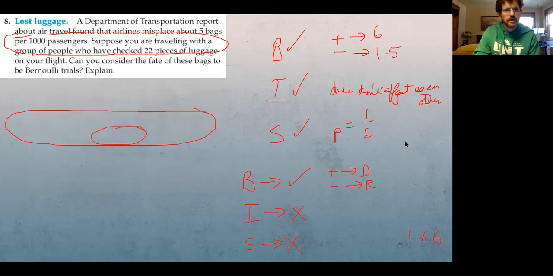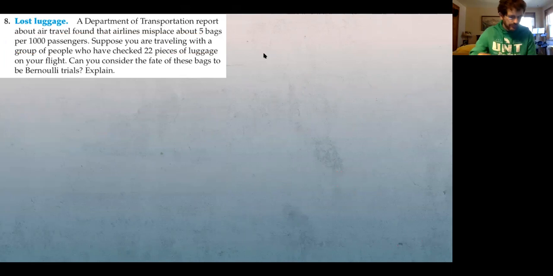Okay, we are going to look at this one. This one has a little more subtlety in it. A Department of Transportation report about air travel found that airlines misplace about 5 bags per 1,000 passengers. So you're traveling with a group of people who have checked 22 pieces of luggage on your flight. Can you consider the fate of these bags to be Bernoulli trials?